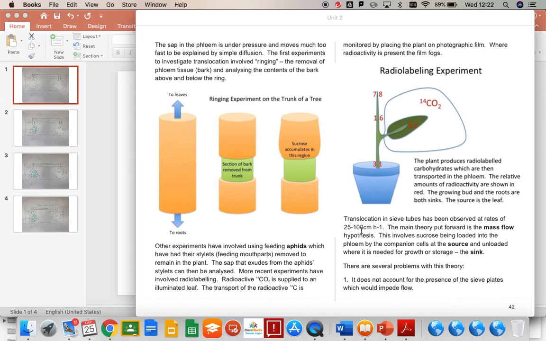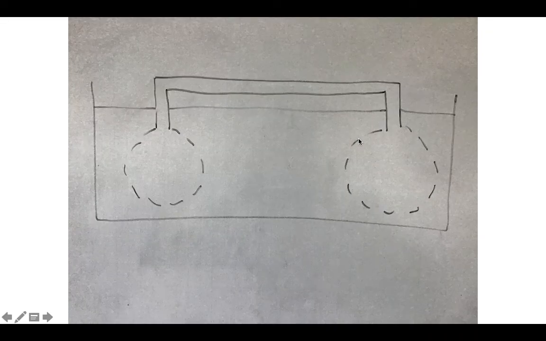And this is what we see here, 25 to 100 centimetres per hour. Right, so the best explanation that we have so far is called the mass flow hypothesis. And let me just show you what mass flow is.